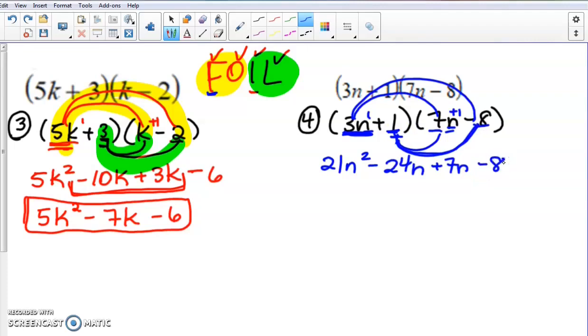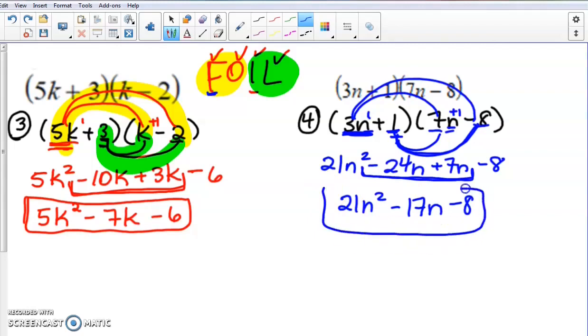And now we combine our like terms. So my 21n squared has no friends to go with, so it drops down. We combine my negative 24n plus 7n and get a negative 17n and drop down our minus 8. Once again, that's as far as we can go. There are no like terms, so that's our final answer.